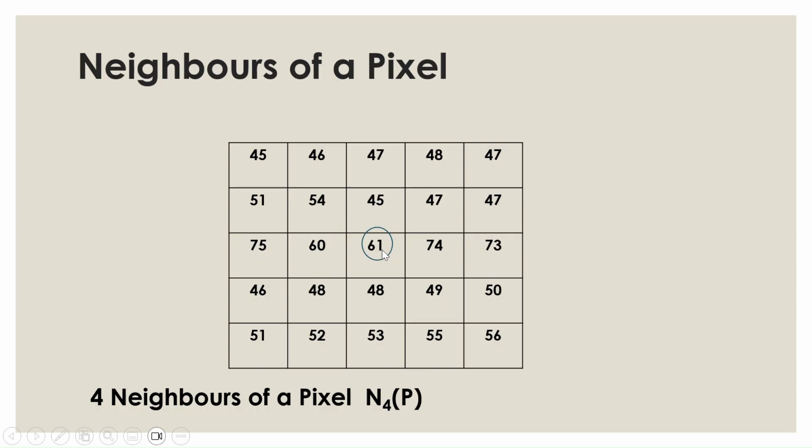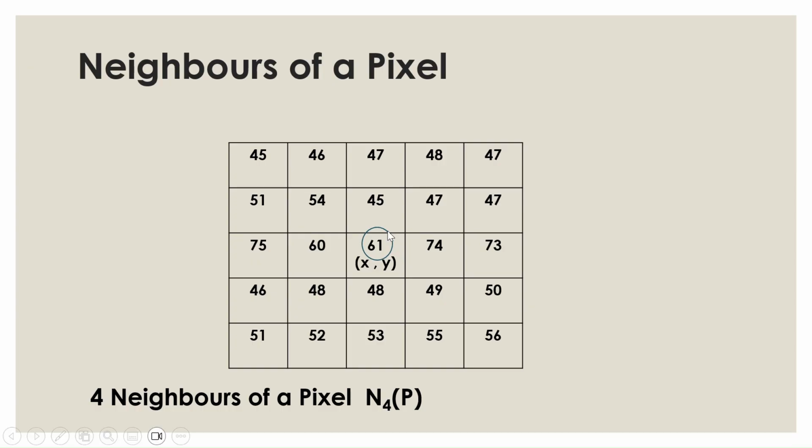4 neighbors of a pixel represents top, bottom, left and then right. So these pixels which are present horizontally or vertically, to the neighbor of that particular pixel, are called as 4 neighbors of a pixel. So they are represented as N4 of P. So now let us consider the center pixel. It is represented as a reference pixel with values of X and Y.